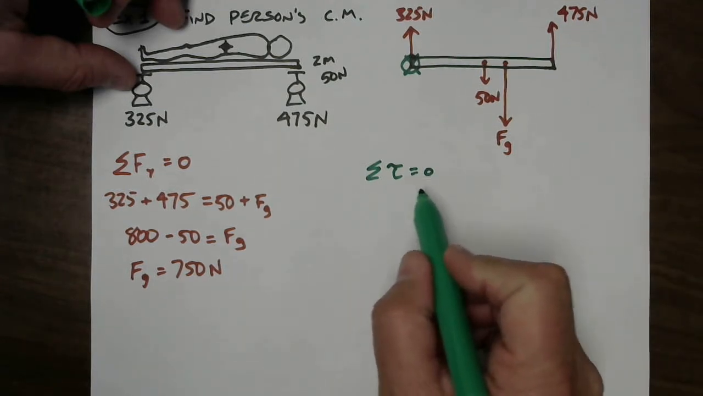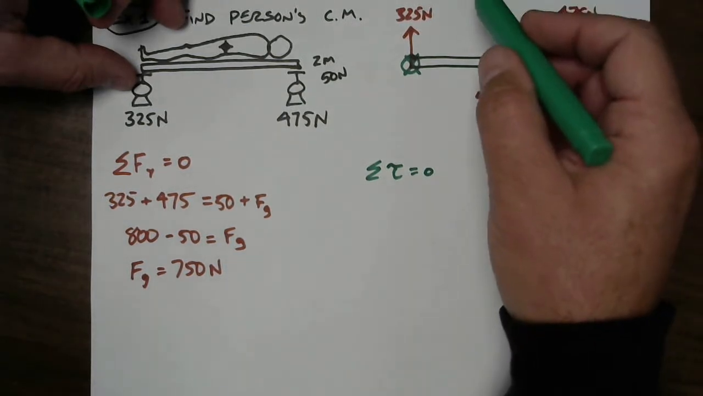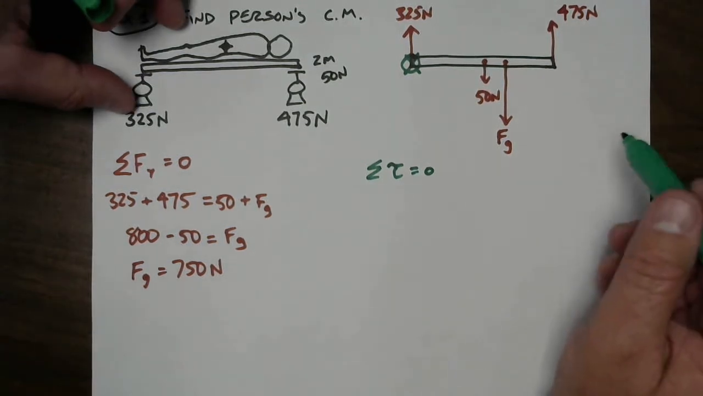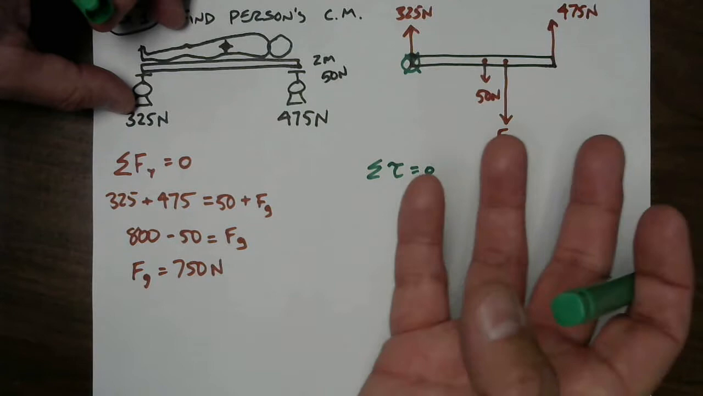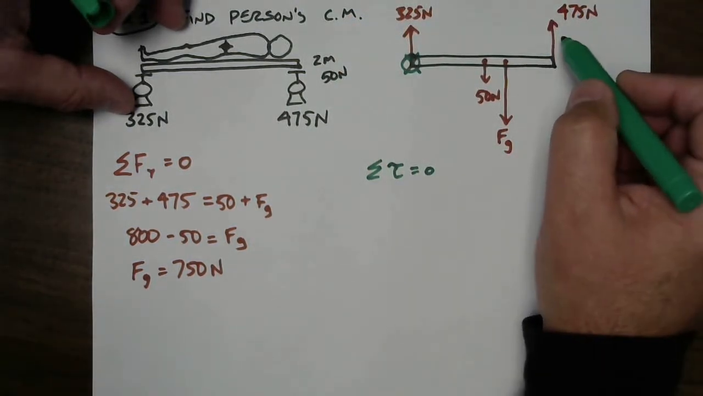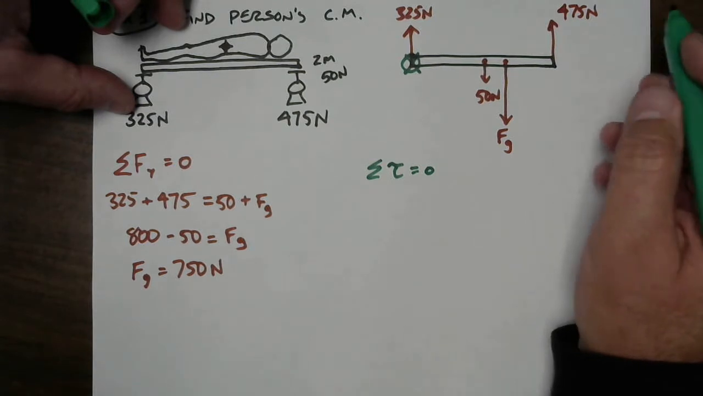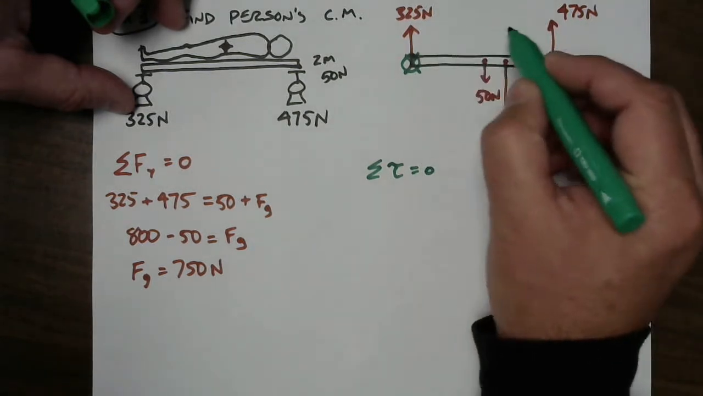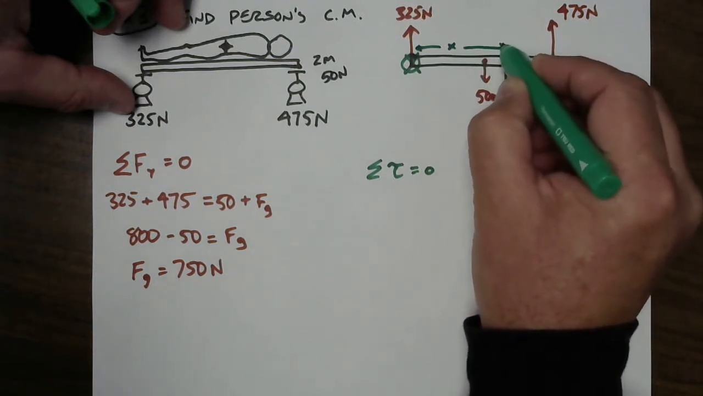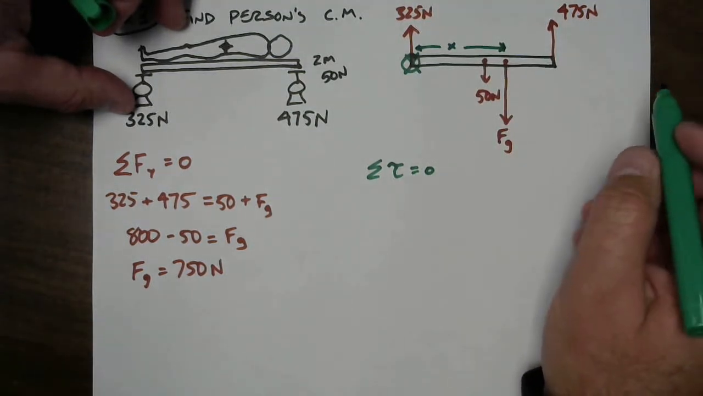Again, I don't use it in this form. I don't take positive torques as counterclockwise and negative torques as clockwise, add them up and set them equal to 0. I simply say that all the clockwise torques are going to be equal to all the counterclockwise torques. Now, when I say torques, a torque is a force acting a certain distance from a pivot point. Oh, by the way, let's put our distance x here. This is the distance to the person's center of mass.